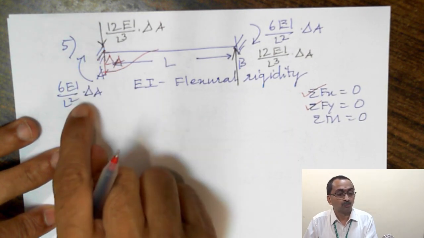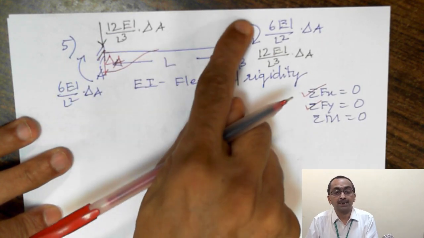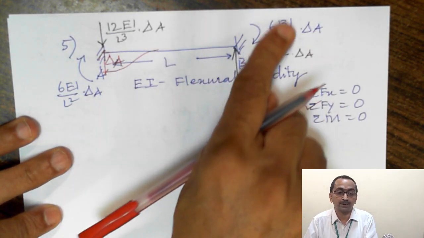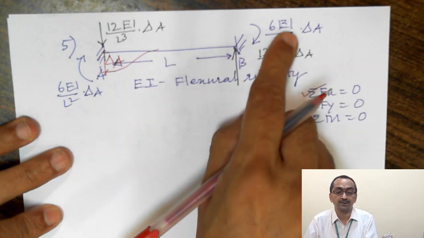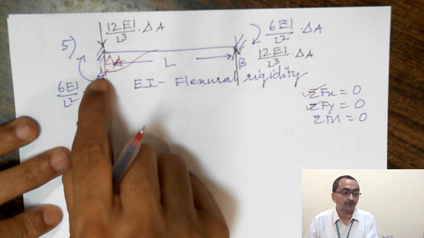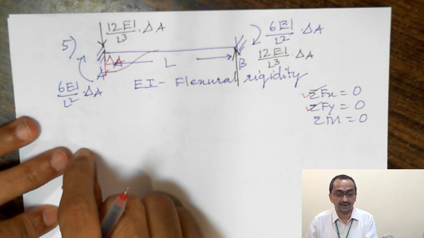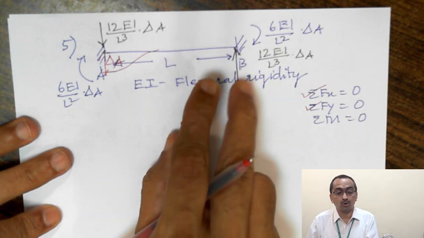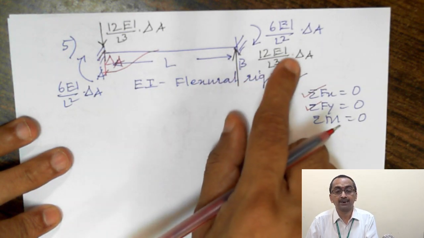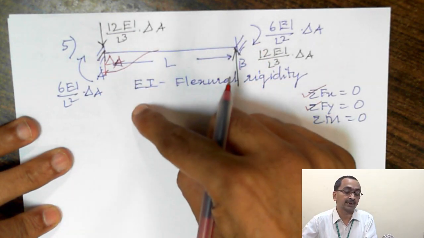At A, the moment is 6EI/L² clockwise plus this 6EI/L² clockwise. A moment is not multiplied with the distance, so moment is moment. So the moment added will be 12EI/L² into delta A acting in clockwise direction at A. Now, what is the moment due to this reaction? 12EI/L³ into delta A into L, which is acting in anti-clockwise direction.